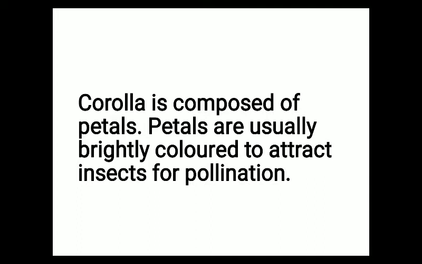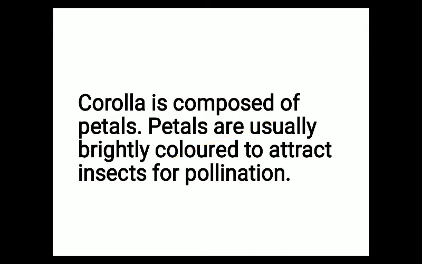Petals are usually brightly colored to attract insects for pollination. Just like the calyx, the corolla consists of petals. The calyx was composed of sepals; in the same manner, the corolla is made up of petals. One unit is known as a petal. One brightly colored wing-like structure is known as a petal. All the petals of a flower are known as the corolla. And petals are usually brightly colored.